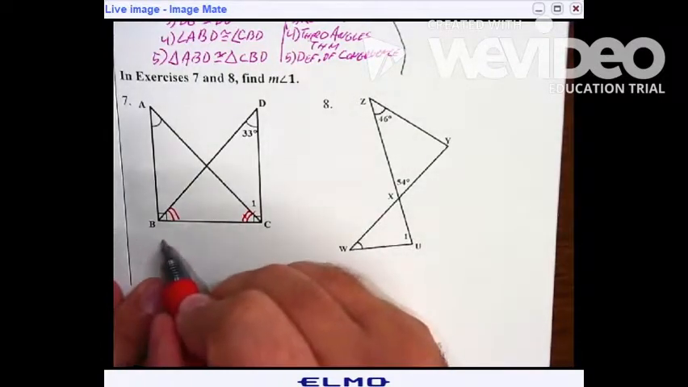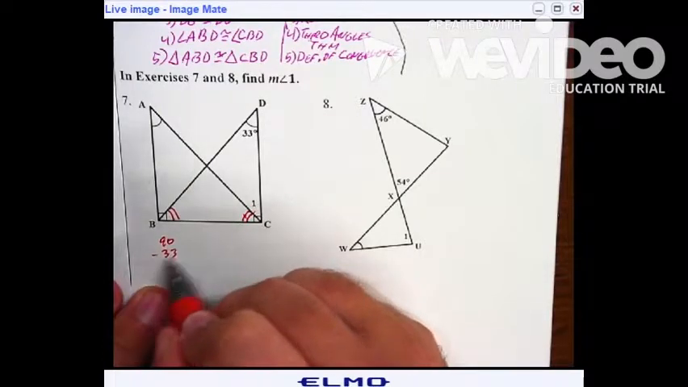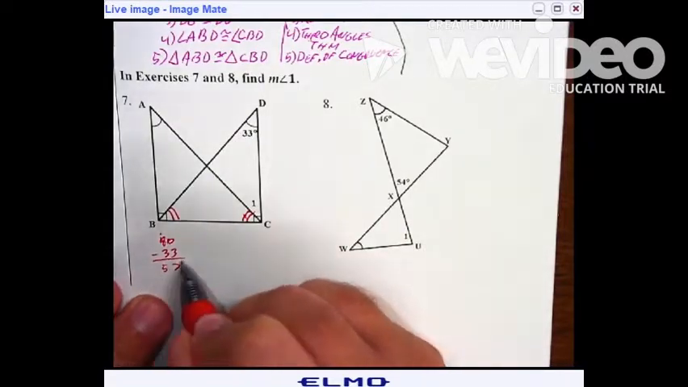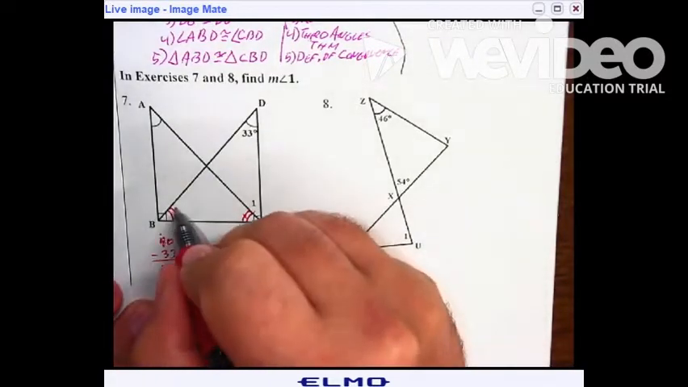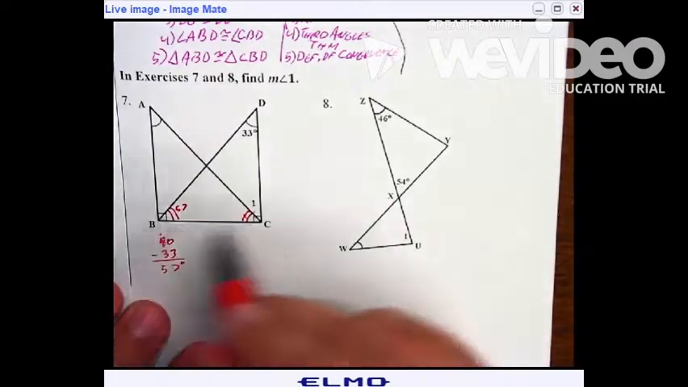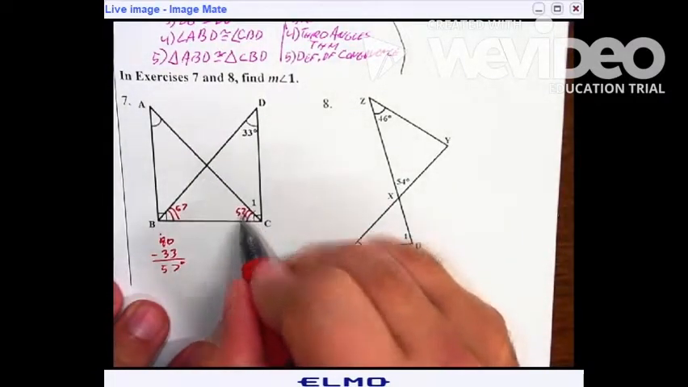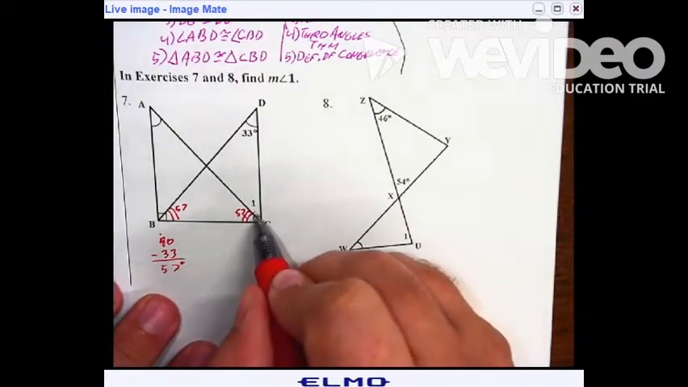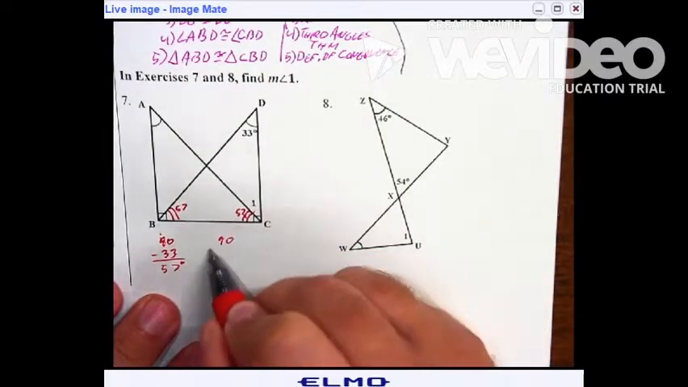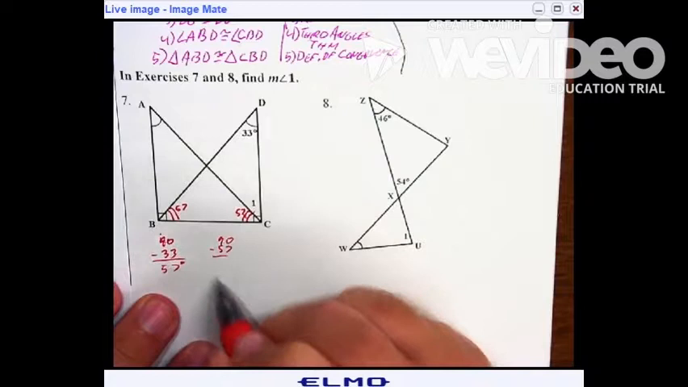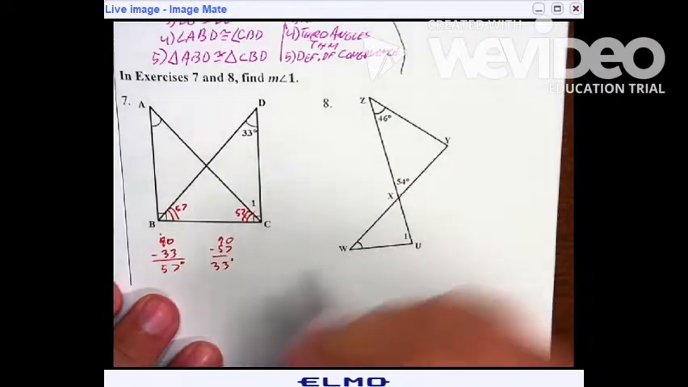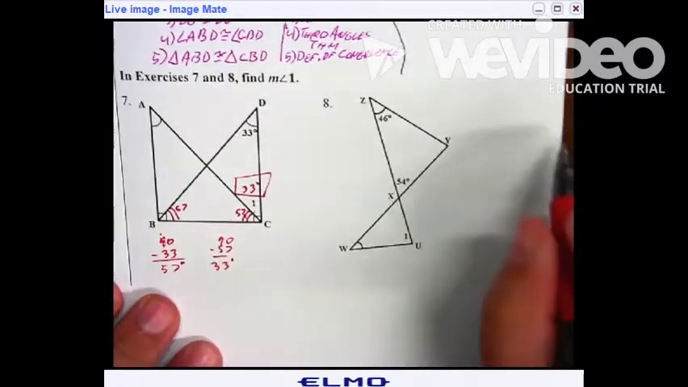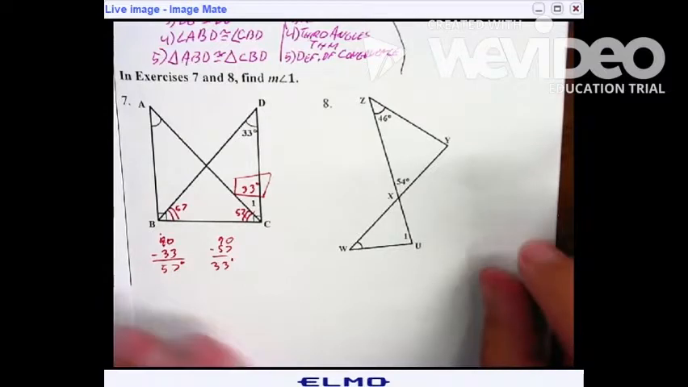So let's see here. We've got 90 degrees minus 33 degrees, which would be 57 degrees. So I know this angle is 57 degrees, and if that one's 57, this one's 57. And now, that's nifty. I'm going to take my right angle right here, 90 degrees, minus this 57 degrees, and that gives me 33 degrees. That's angle 1. So angle 1 is 33 degrees. All right, so not too bad.